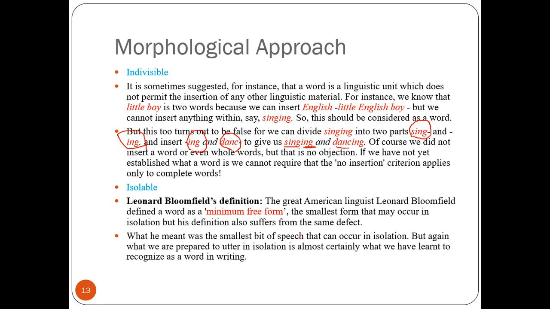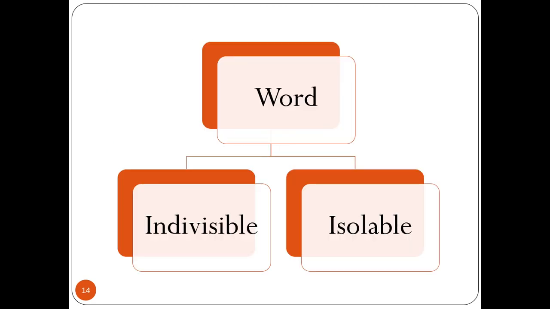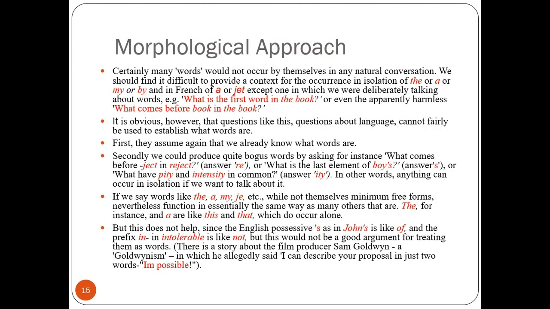But the issue is that whatever we utter in isolation is almost certainly what we have learned to recognize as a word in writing. There are a lot of examples in which we can cross-check it. For example, as per the benchmark of the second feature being isolable, is "the" a word? Why? Because it can occur in isolation. But the issue is that it cannot occur. Why? You cannot say "the" without anything.